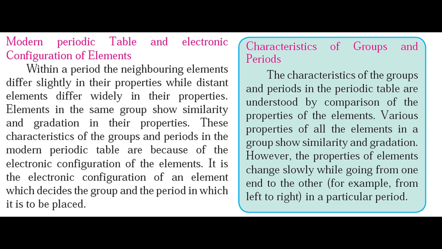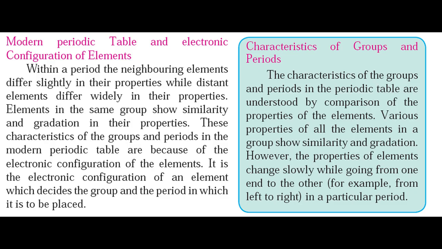It is the electronic configuration of an element which decides the group and the period in which it is placed. Characteristics of groups and periods. The characteristics of groups and periods in the periodic table are understood by comparison of the properties of the elements. Various properties of all the elements in a group show similarity and gradation. However, the properties of the elements change slowly while going from one end to the other.